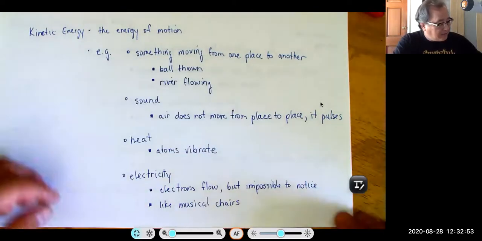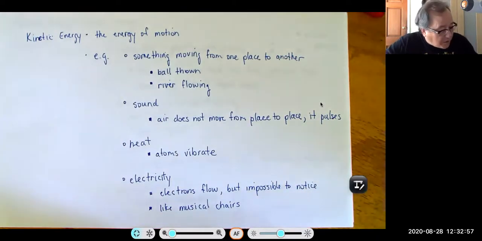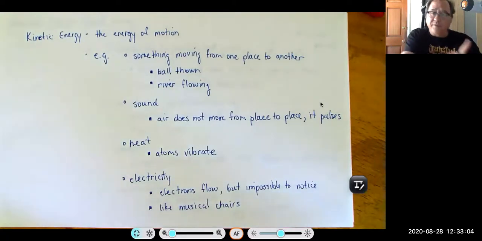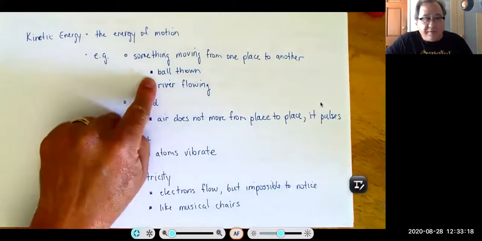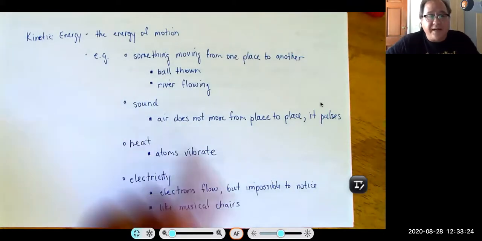So here, if we take a look at kinetic energy, something moving from one place to another. So the ball being thrown and the river flowing are not two types of kinetic energy. They're one type, something moving from one place to another. And this is a problem on the test also. When I ask for examples, I'm also given examples that represent the same thing. Sound is another type of kinetic energy.